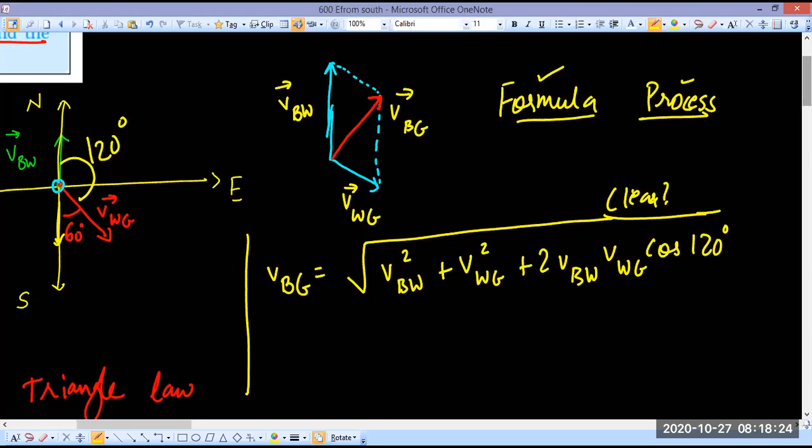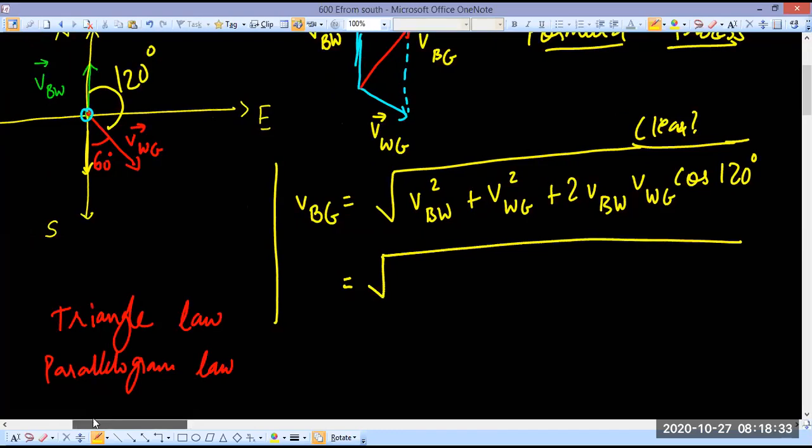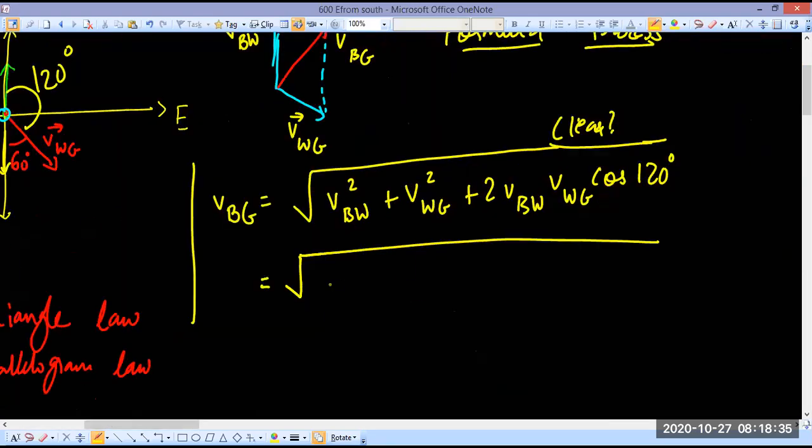Okay, so this is it. Now we have to put values, so it's not a big deal here. VBW magnitude only, VBW 25 magnitude, 25 square 625. VWG 10 square 100 plus 2 into 25 into 10.